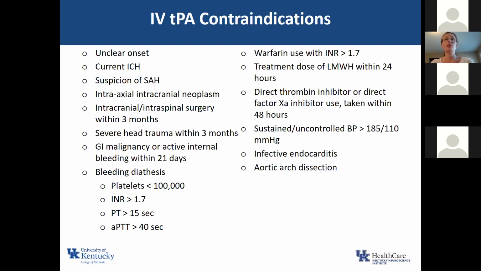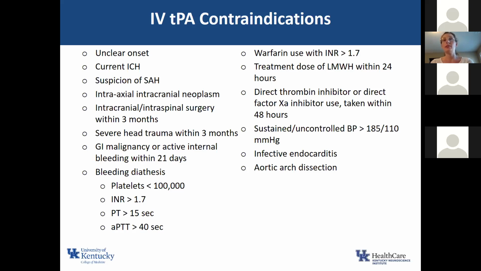Obviously, if they currently have an intracranial hemorrhage, or if you suspect subarachnoid hemorrhage clinically, based on a thunderclap headache with neurologic deficits, even if the CT is negative, which it can be early on in subarachnoid hemorrhage, really err on the side of caution if you think that may be what's going on. If they have a neoplasm intracranially. Now, meningioma, for example, is extracranial, so that is not a contraindication. It's only intracranial. Also, if within the last 3 months they've had any intracranial or spinal surgery, or severe head trauma within that time frame, or if they've had a GI malignancy or active bleeding within the last 3 weeks.